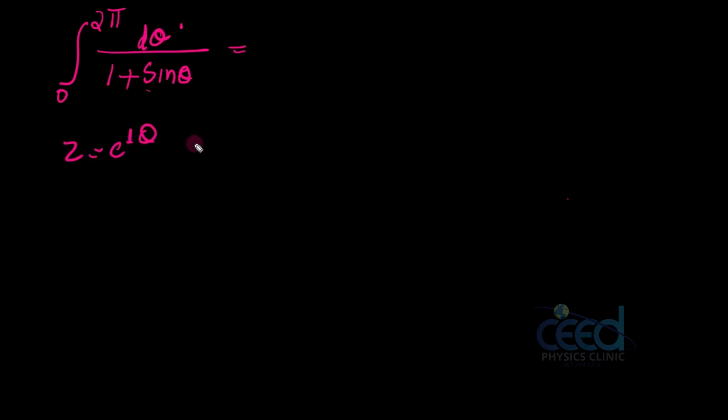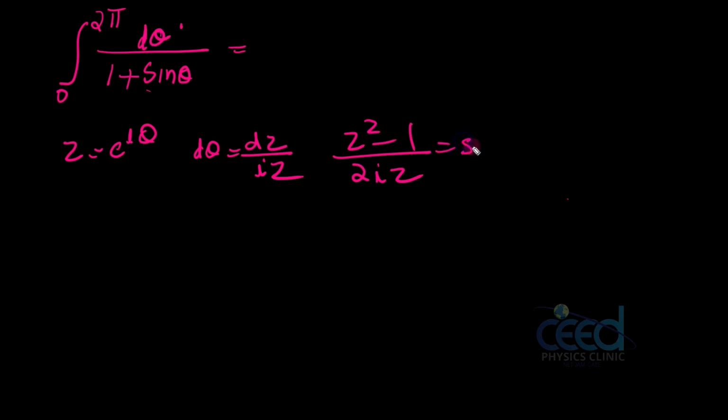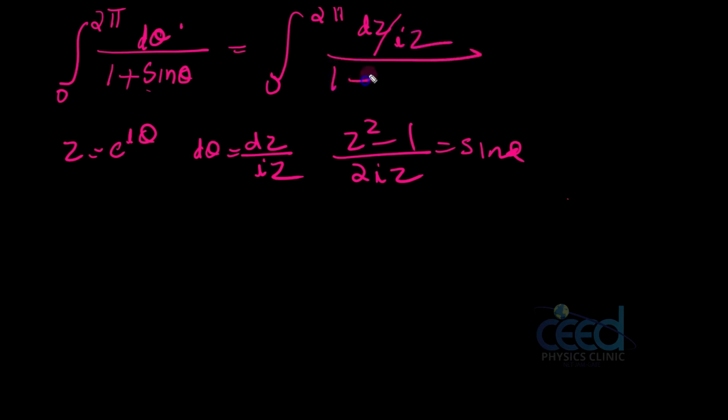Then what are the parameters? That is d theta is equal to dz by iz, and sin theta I can replace by z square minus 1 divided by 2iz. If I am substituting all this in this equation, alright, so I can write the integral d theta from 0 to 2 pi as dz by iz divided by 1 plus sin theta, and sin theta I can write as z square minus 1 divided by 2iz.